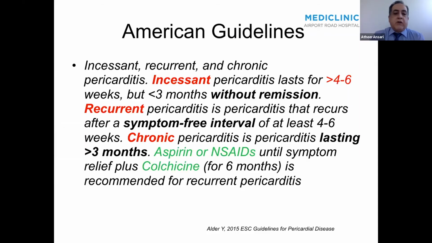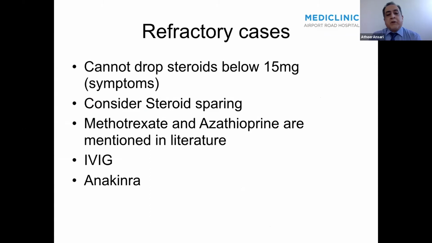The American guidelines classify pericarditis as either incessant, which means it lasts a few weeks but then goes into remission, or without remission. Recurrence, again, a similar period, but could have a symptom-free interval in between, and the chronic is when they persist. Aspirin and NSAID is the first part of their guidelines, and then colchicine for 6 months is recommended. What about the refractory case? In our case, she struggled with the steroids, and we always needed them every time. So it's more like becoming chronic or persistent.